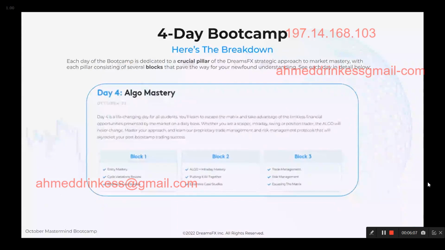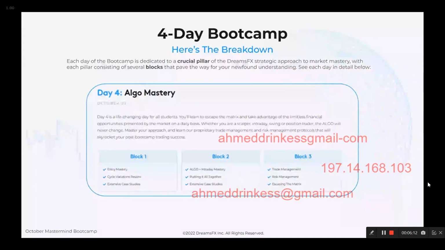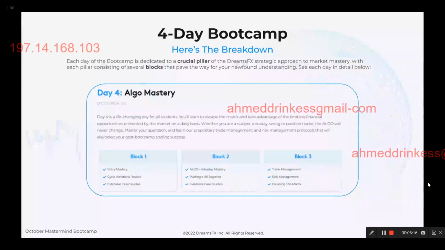And then, of course, the last day is going to be the algo mastery, combining the algo origins, the intraday mastery, and really starting to shift your perspective to only liquidity-based trading. That is what we want the goal to be.